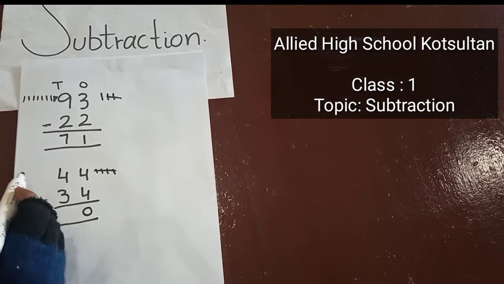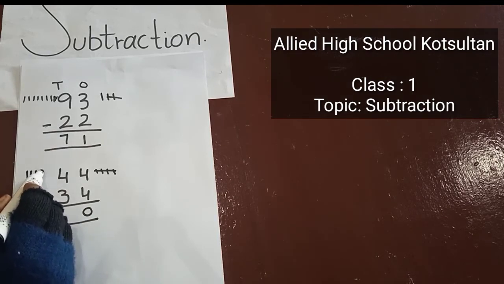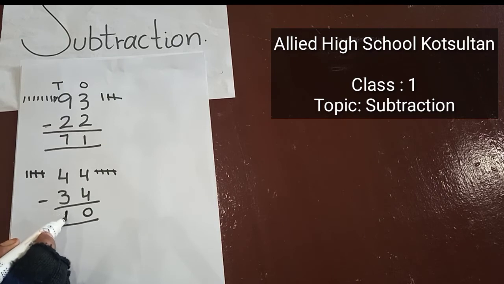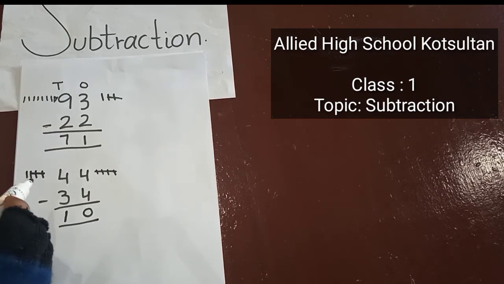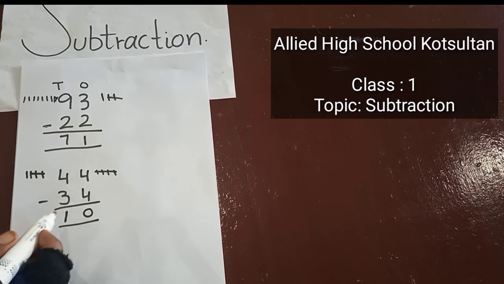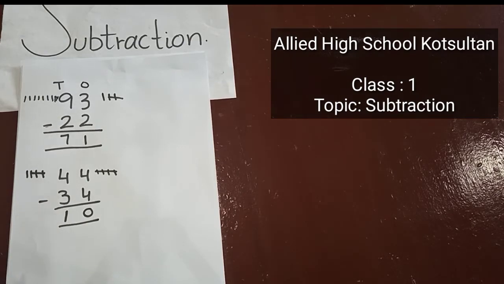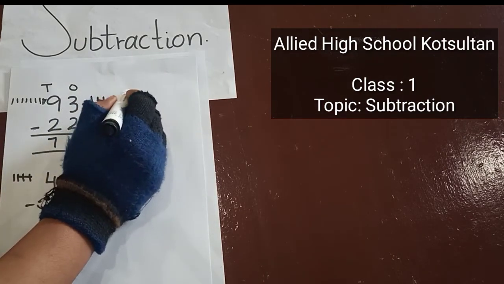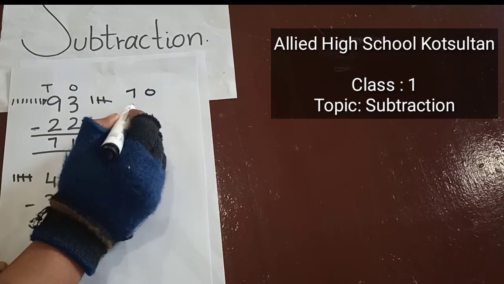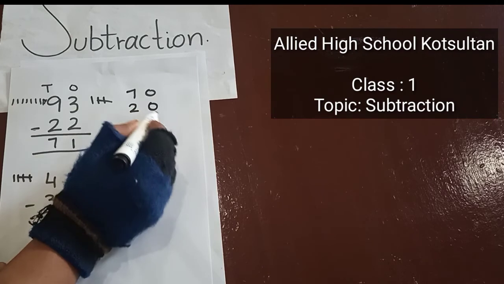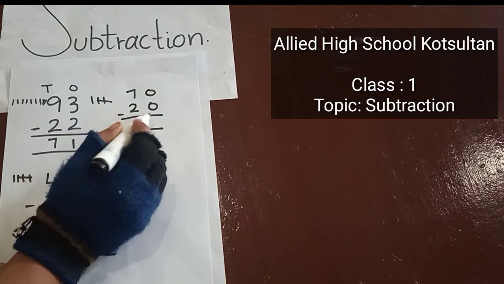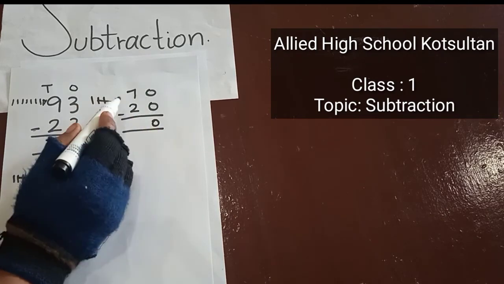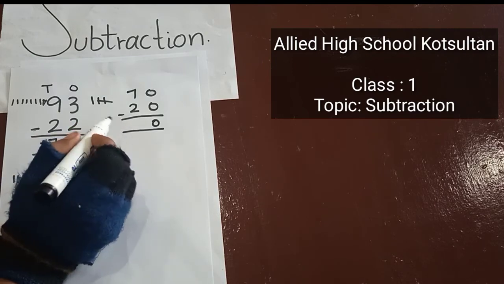Now 4 minus 3. 1, 2, 3, 4. Let's minus 3. Now we are left with 1. So the answer is 44 minus 34 is equal to 10. Let's do another sum. That's 70 minus 20. If we minus 0 from 0, we'll get 0. We'll be left with 0 because 0 is nothing. Then again 7 minus 2.